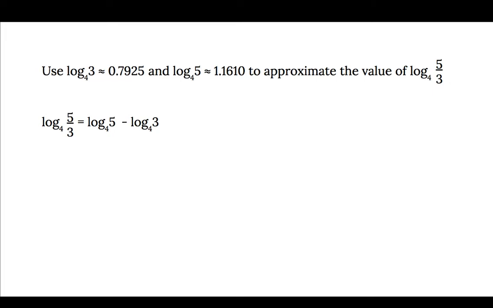Now you'll notice that both of those logs are in my directions, so I can substitute their approximate decimal values into the problem. Log base 4 of 5, the directions say, is 1.1610, minus whatever log base 4 of 3 is, so 0.7925. I subtract the two decimals. Approximately, this is 0.3685. So there's the quotient property.